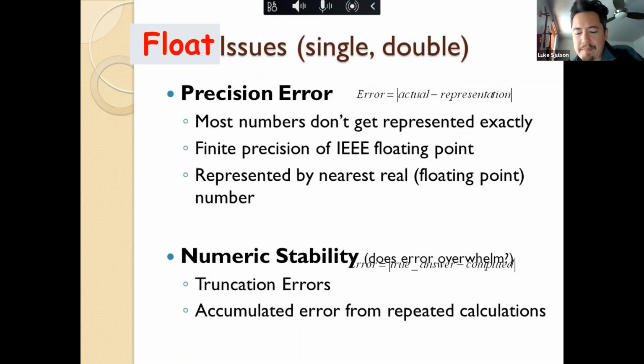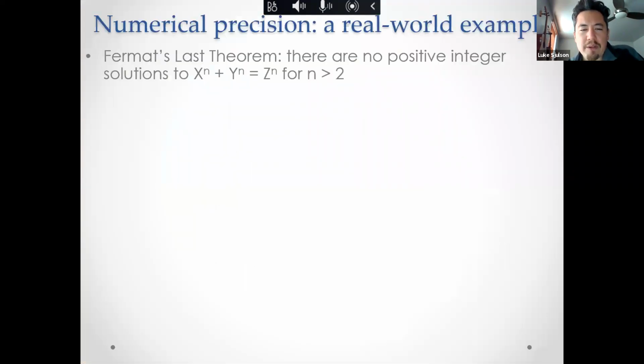I want to give a real world example of this that I'm very happy about. I think it really illustrates the point.